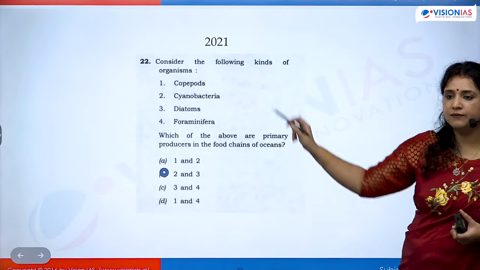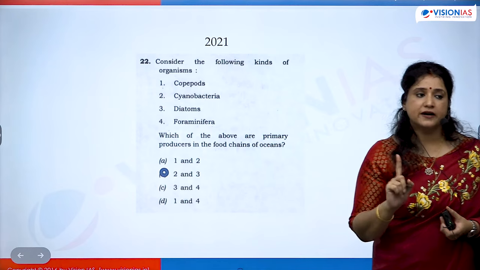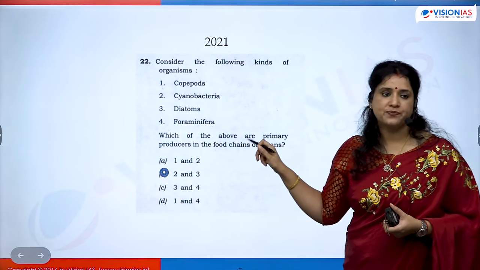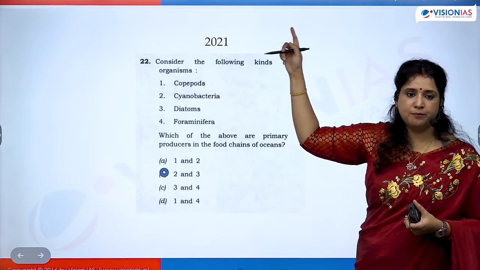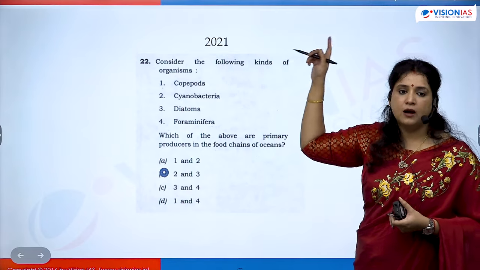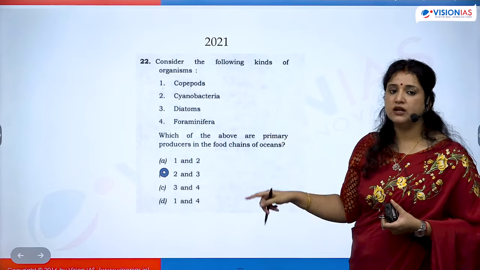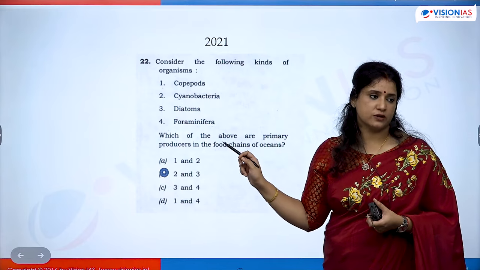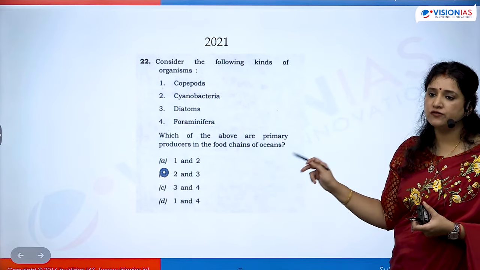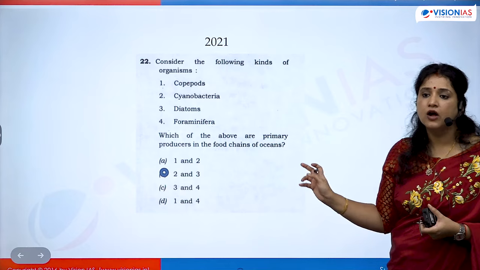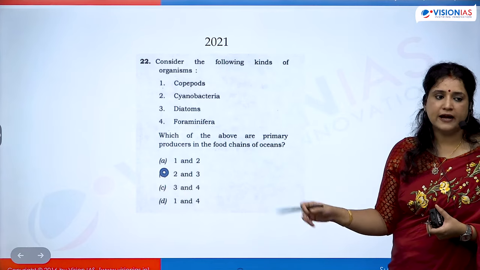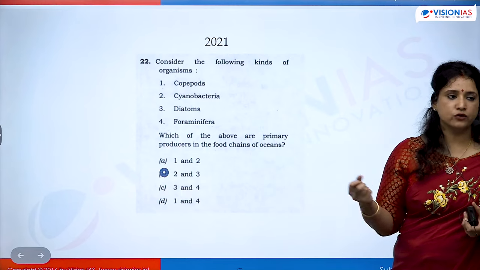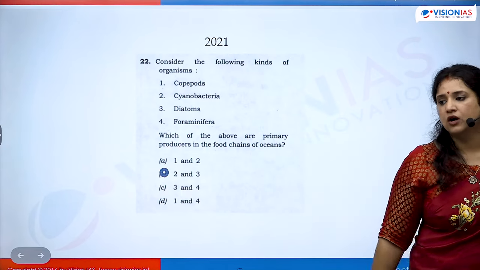It's a simple question, though the names are unusual. Anybody who has studied biology in class 11, 12 will be able to answer this question. I showed you the chapters, plant classification, animal classification, biological kingdom classification. If you have read those NCERT chapters, you will be able to answer this. All you need to know is which of these are heterotrophs and which are autotrophs. That means which ones make food using sunlight and which ones feed on other organisms.